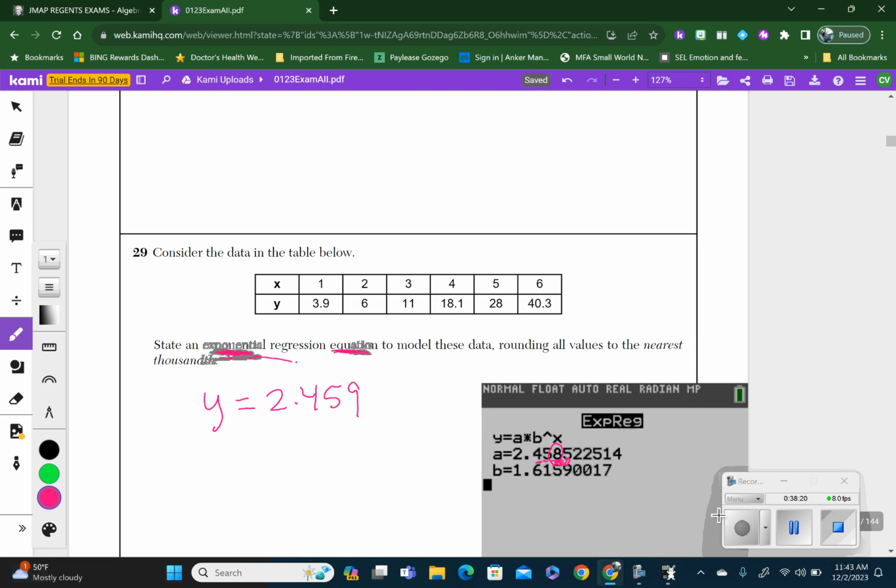Remember that? And then it says put the b next, so whatever our b is. So we're going to do the same thing: tenths, hundreds, thousandths. Look at the number to the right, 5 or above. We're going to give this 5 a shove up, right? So that's going to be 1.616, and it's raised to the x power. So there is our work.